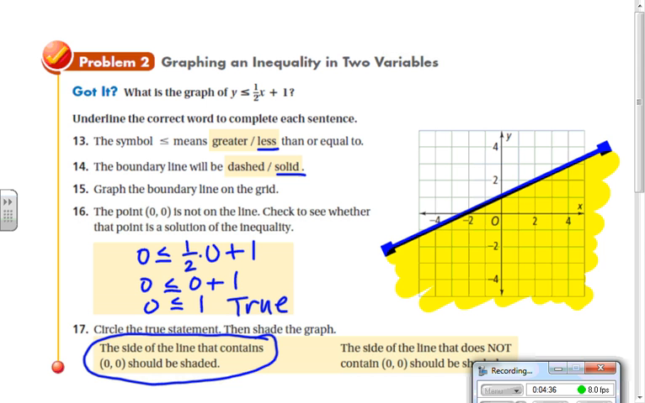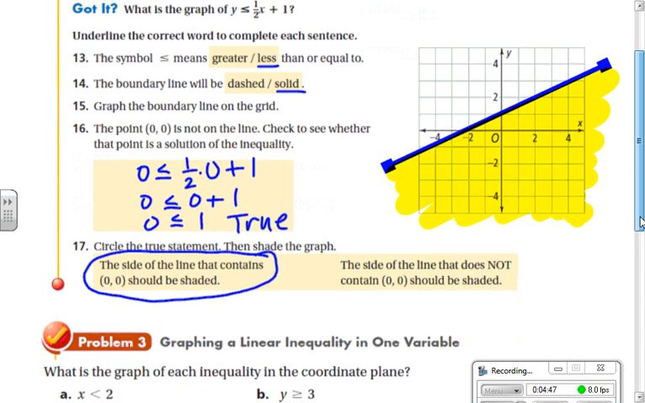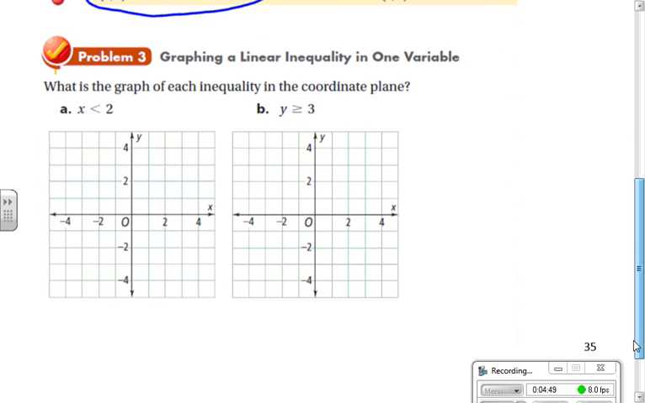All right, so you should notice that, again, we had a less than or equal to problem here, and we ended up shading below the line. That'll be true when the inequality is written in slope-intercept form. All right. So sometimes we'll have an inequality with one variable, and what we'll have to think about here again is what does the boundary line look like?